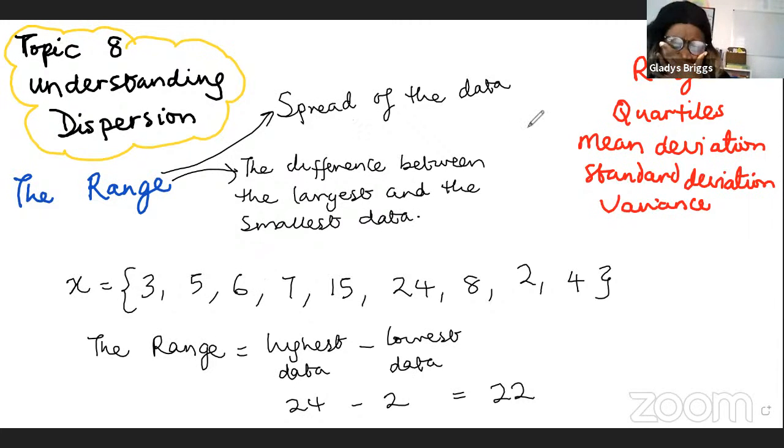Okay, so let's clear the board then. So you know how to do the range now. We're going to have a look at how to work out the quartiles. We've already looked at this when we were looking at cumulative frequency diagrams.